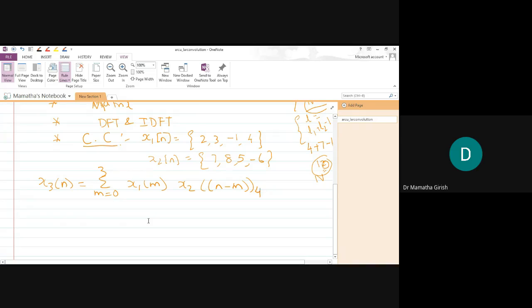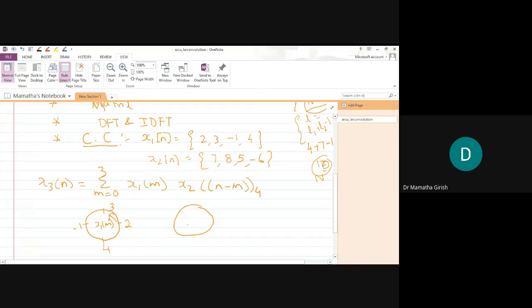In the m domain, instead of the indices being n, they have to be indices m. So how does x1 of m look? For example, say this is x1 of m. How do you represent x1 of m? It is 2, 3, -1 and 4. Please remember that we are using the anti-clockwise direction as the positive direction. This is how I represent x1 of m.